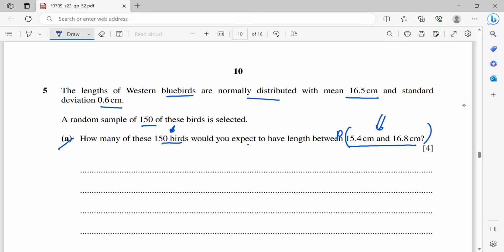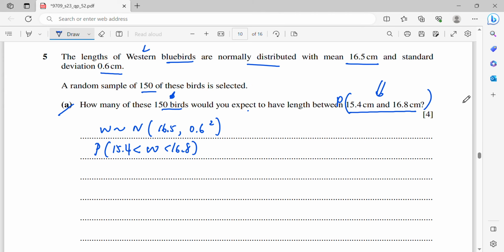Alright, so now I will write down W, representing western bluebirds. It will be normally distributed with 16.5 centimeters and standard deviation 0.6. So the variance is 0.6 squared. Now I need to find P(15.4 < W < 16.8). So from here, I will standardize W.